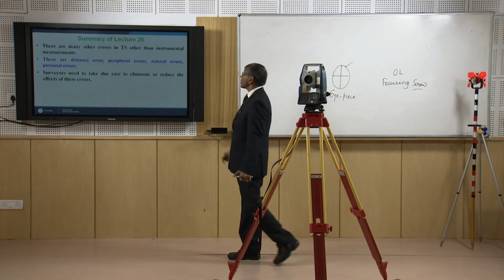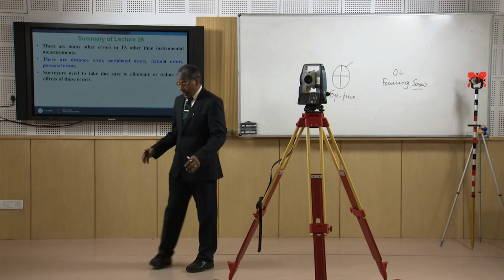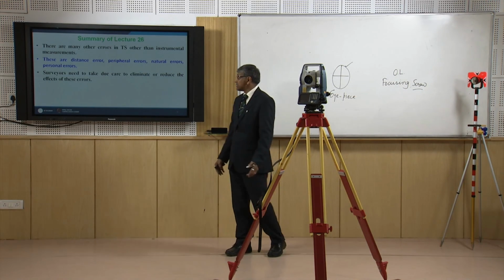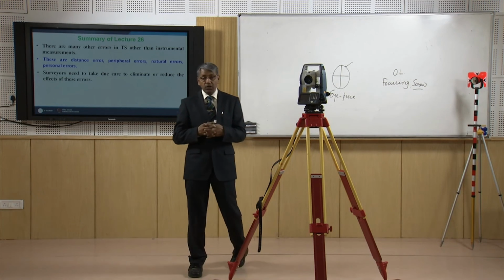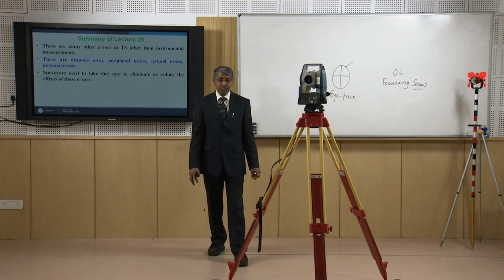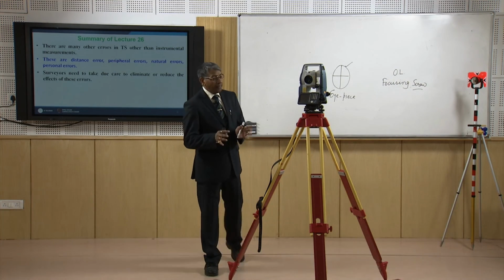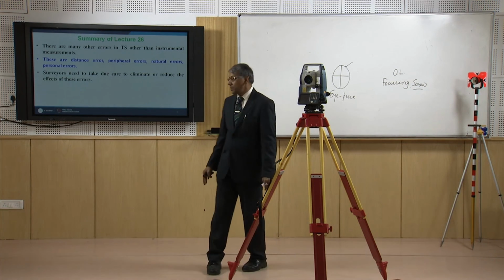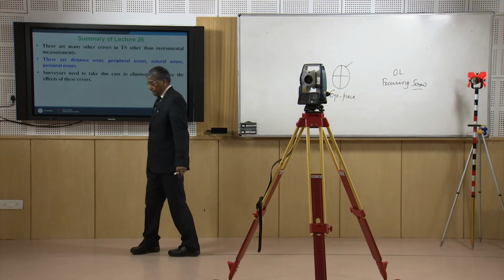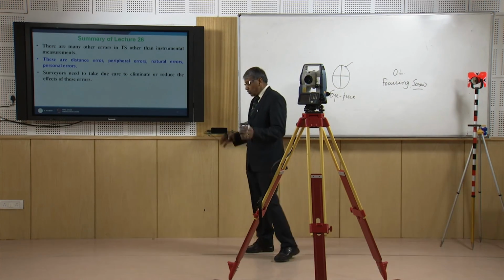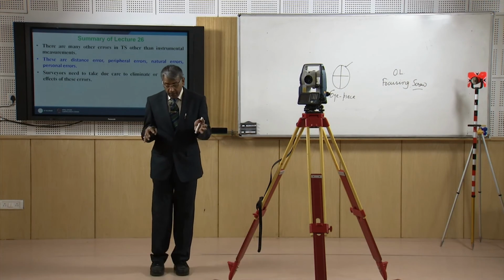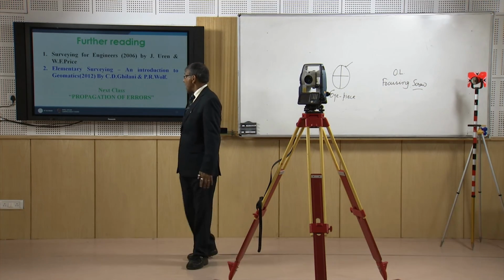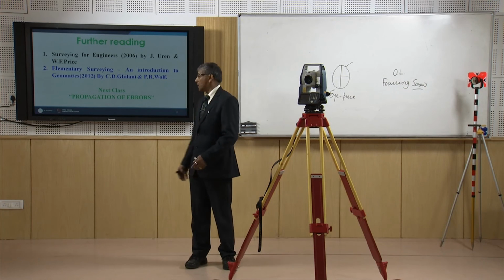So with this I would like to conclude today's class on other errors in total station observation. The summary is that apart from instrumental error due to lack of permanent adjustment of the total station, there are many other errors, and these errors are also very significant. We should take care that those errors do not occur during our total station measurements, and we should eliminate or reduce them as much as possible. With this I conclude this class, and in the next class I will be talking about propagation of error. Thank you.